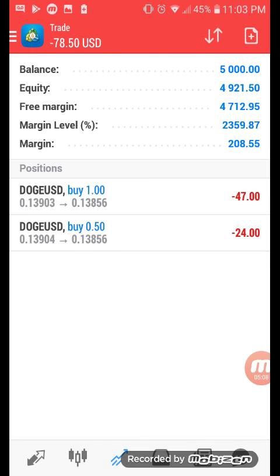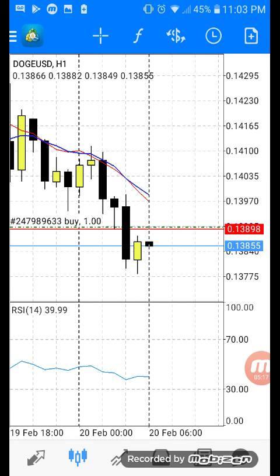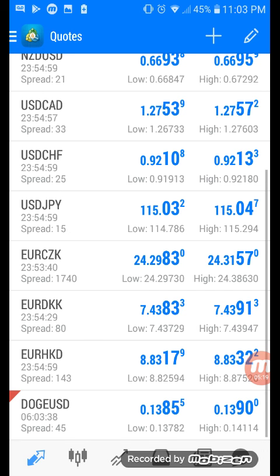The icons on the bottom, it will be the third icon on the bottom with the arrow going up. You know, the second icon is obviously the chart. The first icon is the quotes. These are quotes that you see. Dogecoin is open on a weekend. You can trade Dogecoin and Bitcoin on the weekend as well.